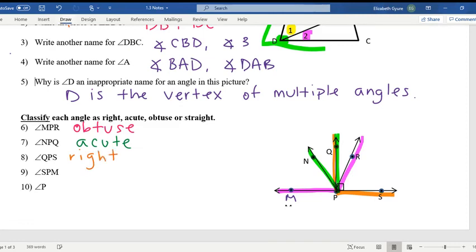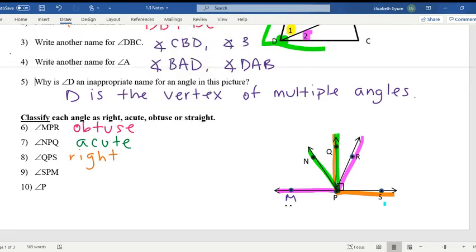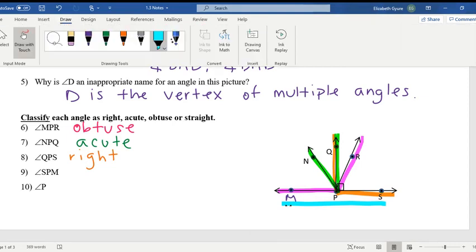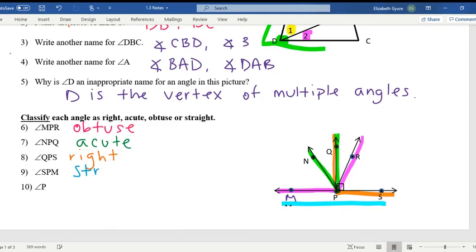Angle SPM. So S to P to M. Well, that's this bottom line here. It's a bottom line, but isn't that also opposite rays, which then also is a straight angle. So when you have a nice straight line like that with those opposite rays, this is going to be a straight angle.